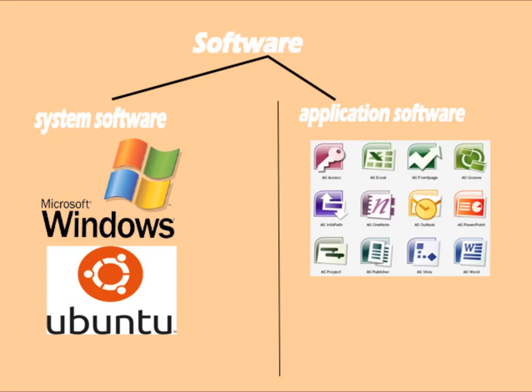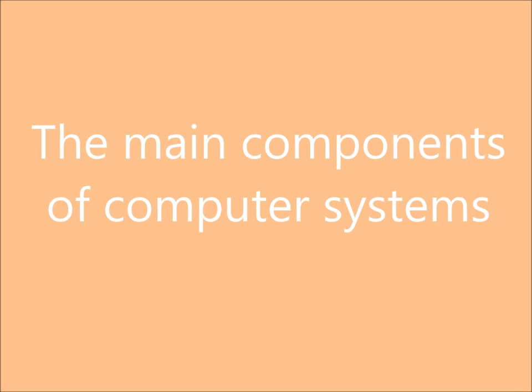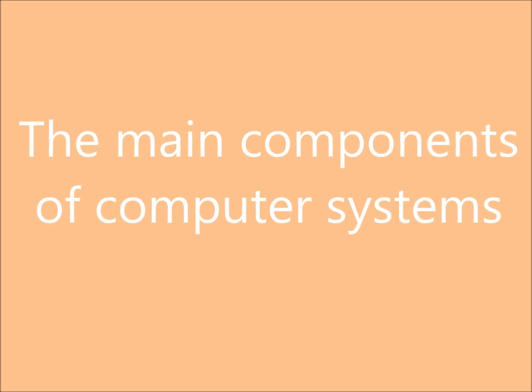Let's talk about system software. System software are programs that allow the hardware to run properly. Example: operating system. Application software are programs that allow the user to do specific tasks. Example: spreadsheets. Now we will talk about the main components of a computer system. As you know, a typical computer system is made up of hardware and software.